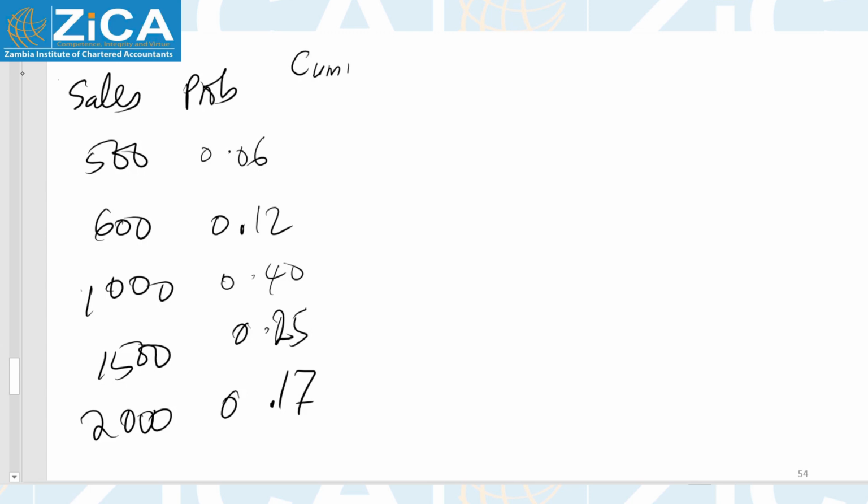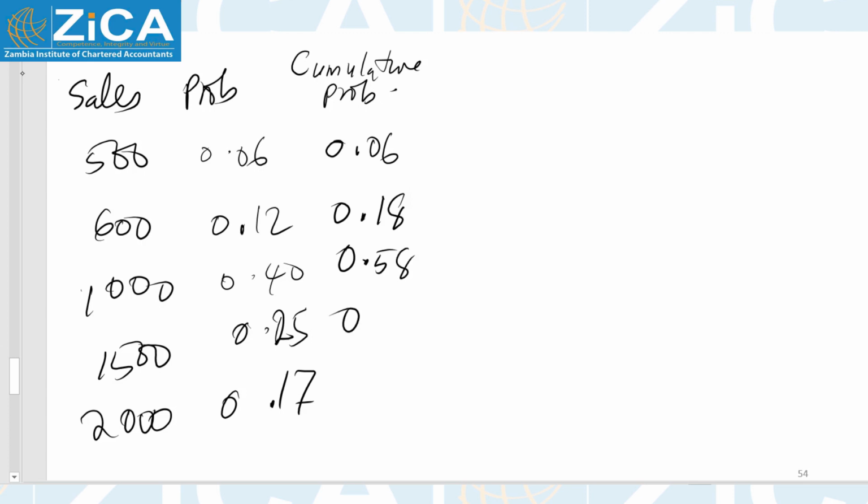The next thing you do is come up with a cumulative probability. Less than or equal to 500 will be 0.06. Less than or equal to 600 will be 0.12 plus that number, which gives 0.18. Less than 1,000, you add 0.4, which gives 0.58. Less than 1,500, you add 0.25 so that you get 0.83. For less than 2,000, you add 0.17, which gives you 1.00. This is the cumulative distribution.